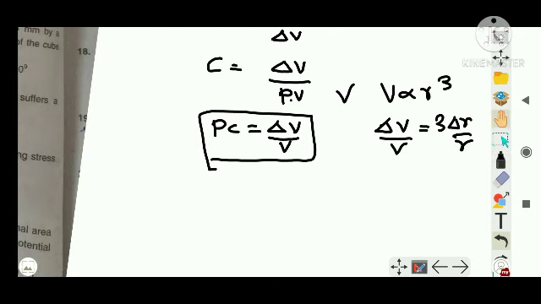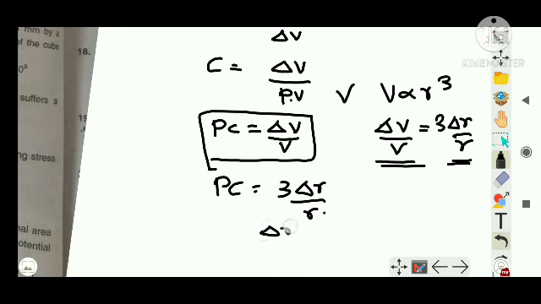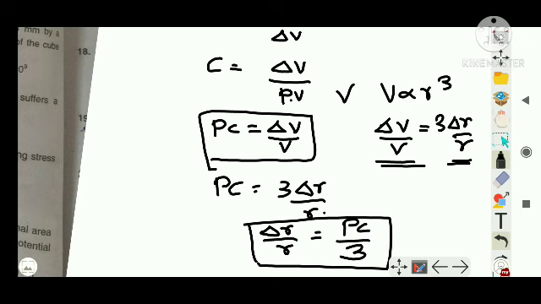The power comes as the multiplier. This is the relative error section you have learned, right? So this is delta V by V. I can write it as 3 delta R by R. So I can write PC here as 3 delta R by R. Or I can write delta R by R, that is the relative change in the radius, is equal to PC by 3, right? So this is the answer here, PC by 3.